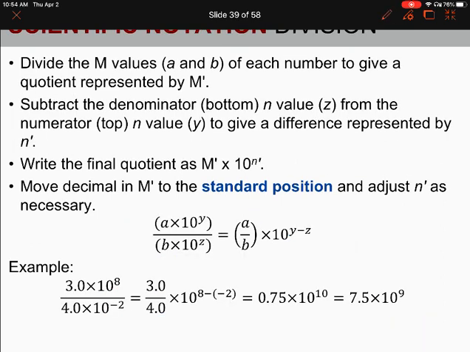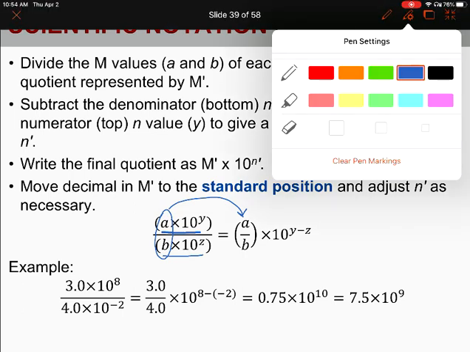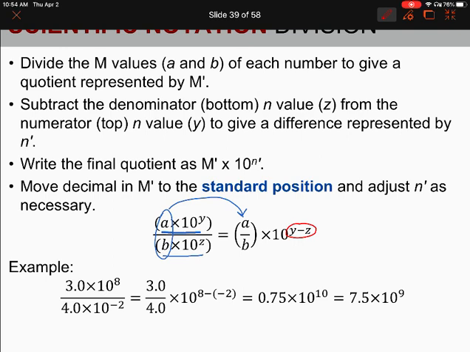Okay, so now what do we do if we're dividing two numbers using scientific notation? Let's say again we have a times 10 to the y, and then b times 10 to the z, but this time we're dividing those values. We're going to divide a and b by each other, and then multiply that by our power of 10, but instead of adding the exponents, we're going to subtract the bottom exponent, so the exponent in the denominator, from the exponent in the numerator.